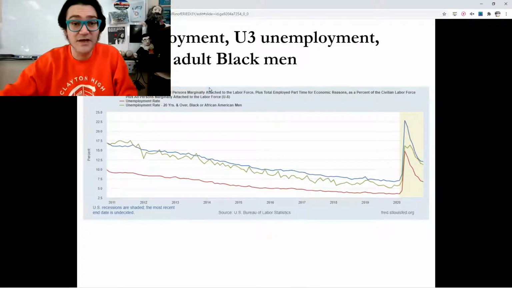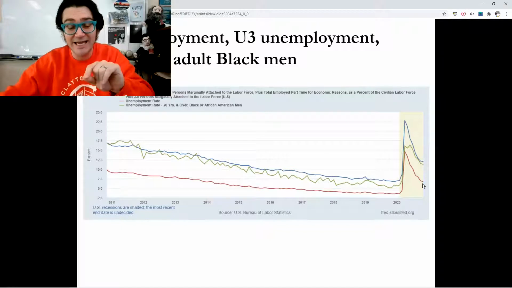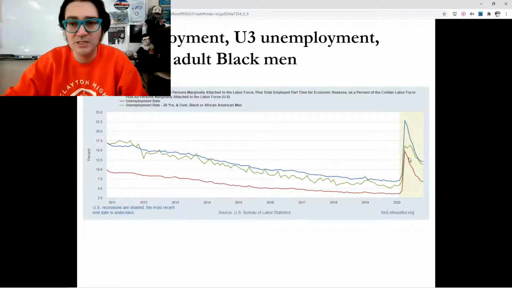And you can see that, in fact, if you include all the marginally attached and the Peters, the unemployment rate right now is about 12.5%. That's about twice as high as what the official unemployment rate is. So there's millions and millions of people who are in these marginally attached and Peter groups. And that's a useful thing to kind of keep in mind.